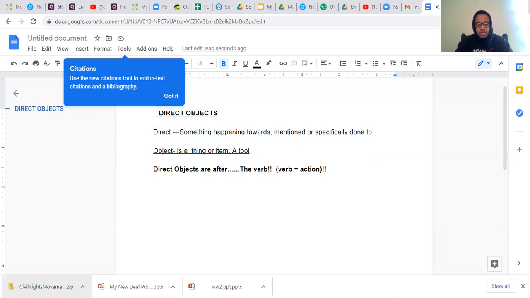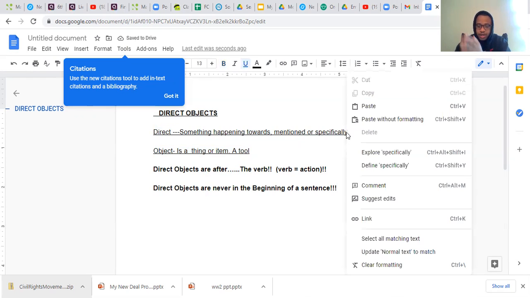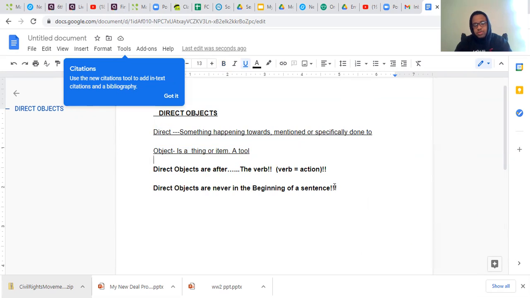So direct objects are never in the beginning of a sentence. Never. Non-exceptional rule, meaning there is no instance where this rule will not be true. It must happen after the verb, after action takes place. They are never in the beginning of a sentence. Never.